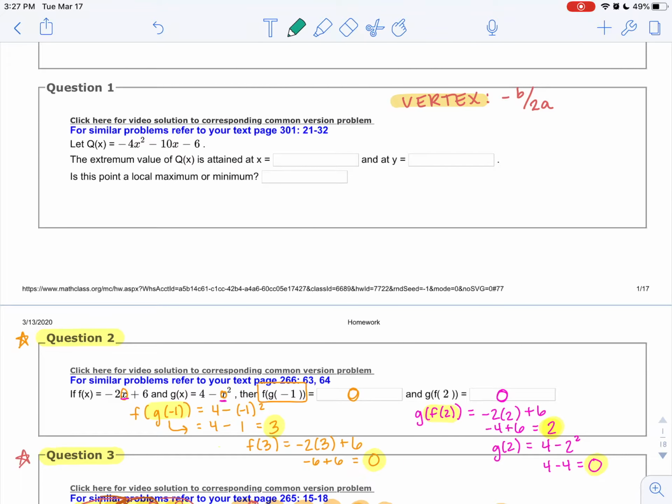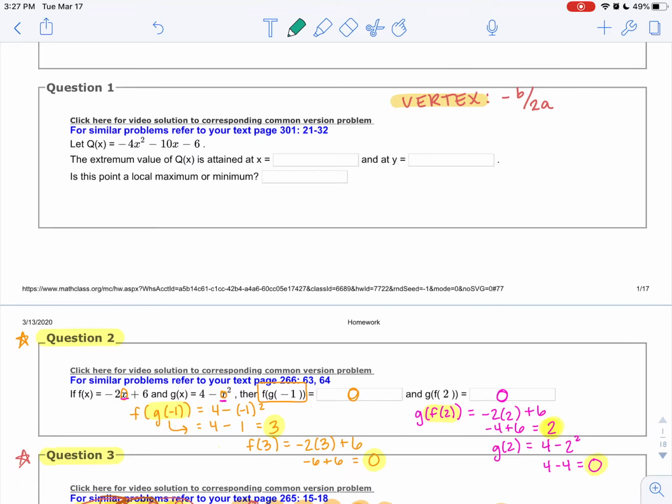So the first one is my question number 1, which says let q of x equal negative 4x squared minus 10x minus 6. And it says the extremum value of q of x is attained at x equals and y equals. And it asks, is this point a local maximum or minimum?